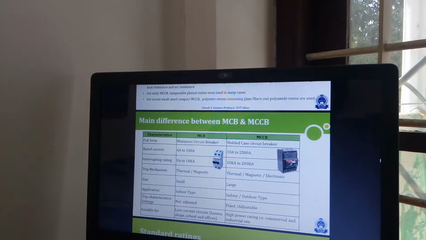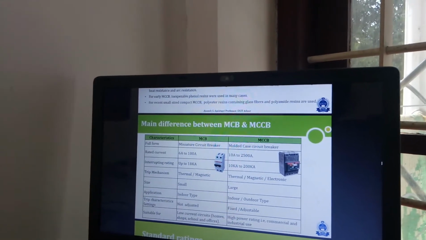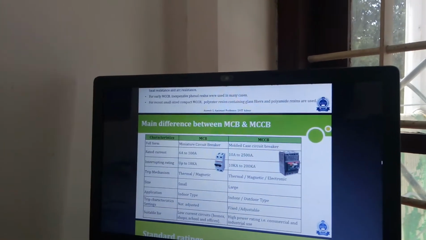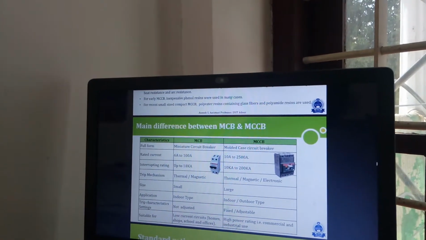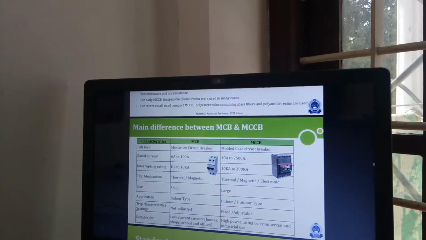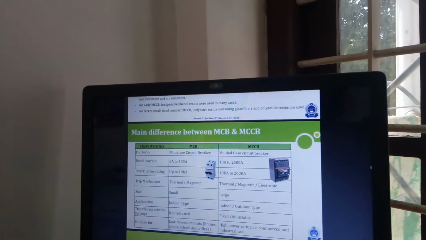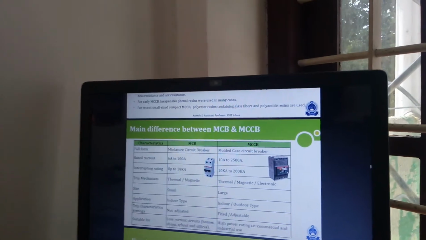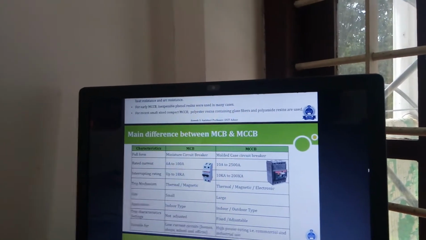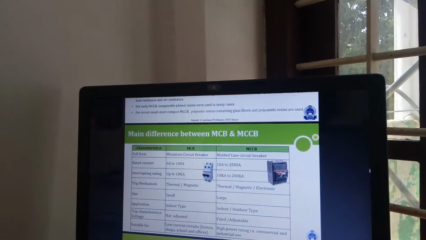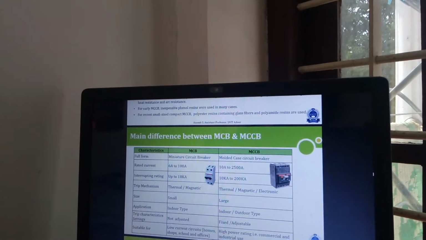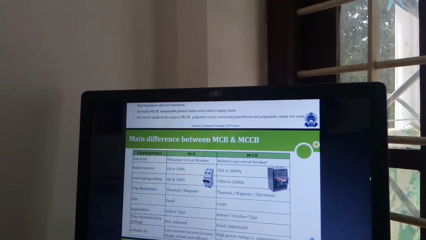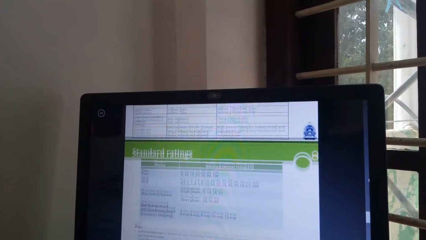But MCCB can be used for high current. The molded case circuit breaker has a rated current capacity of 100 amps to 2500 amps and its interrupting rating is 10 kA to 200 kA. It can be thermal, magnetic or electronic type and its size is comparatively large, which is used for both indoor as well as outdoor purposes. The tripping circuit can be fixed or adjustable and its power rating is high, so it can be used for commercial as well as industrial purposes.